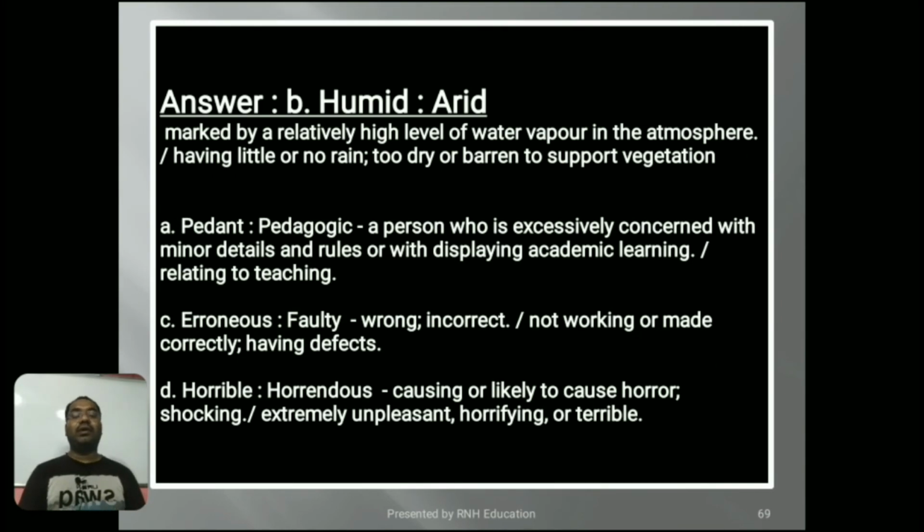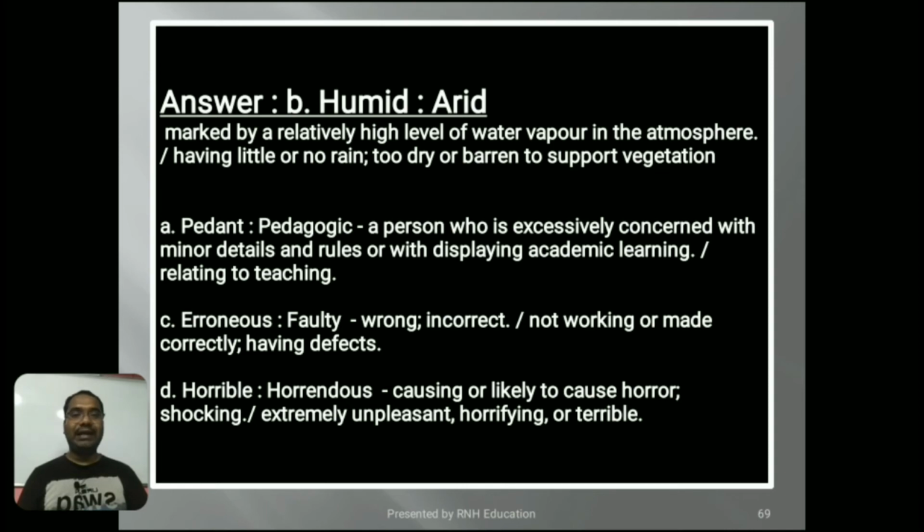At first, the answer should be humid and arid. Those are in opposition. Humid means marked by a relatively high level of water vapor in the atmosphere, that is called humid. And arid means having little or no rain, too dry or barren to support vegetation, that is called arid. And take the other three options here.